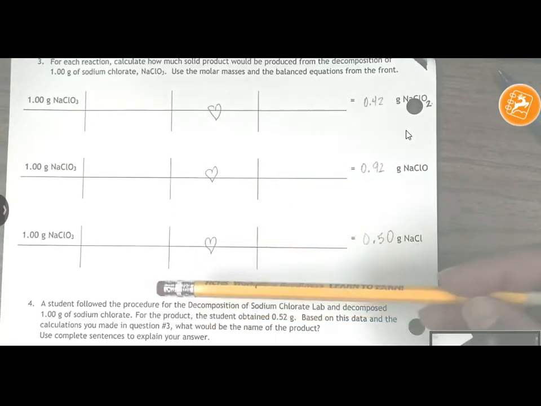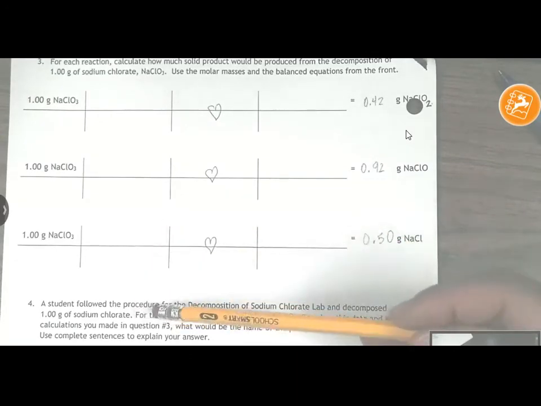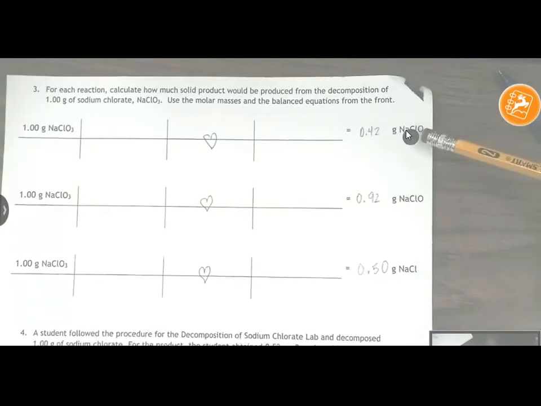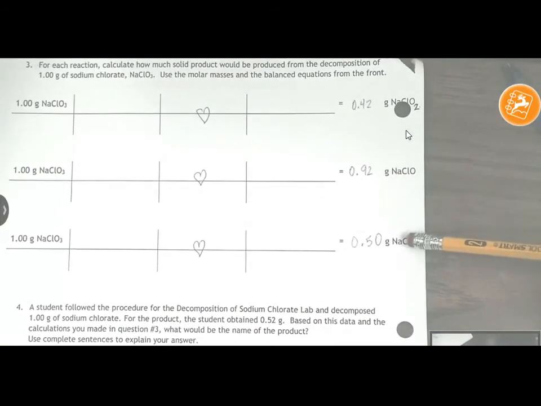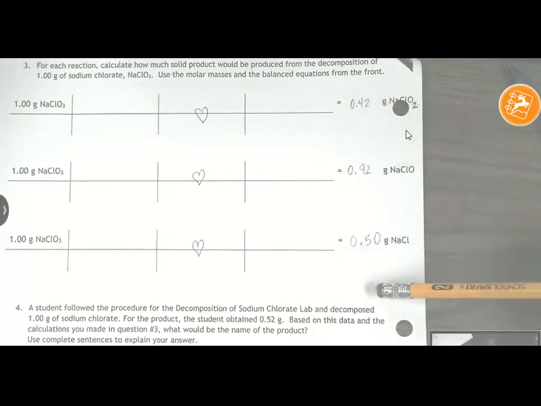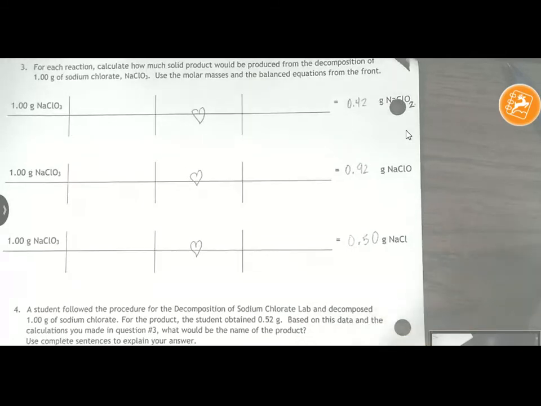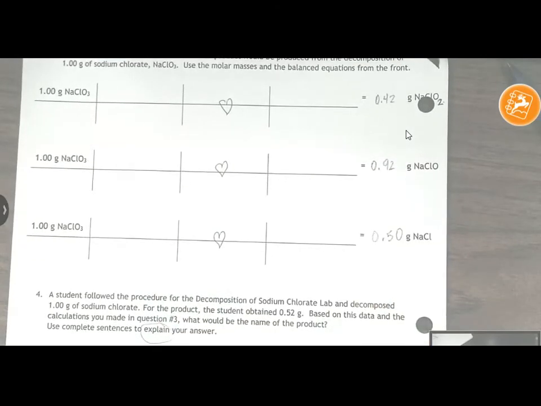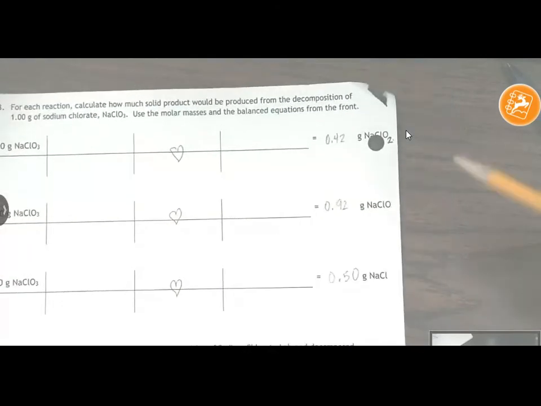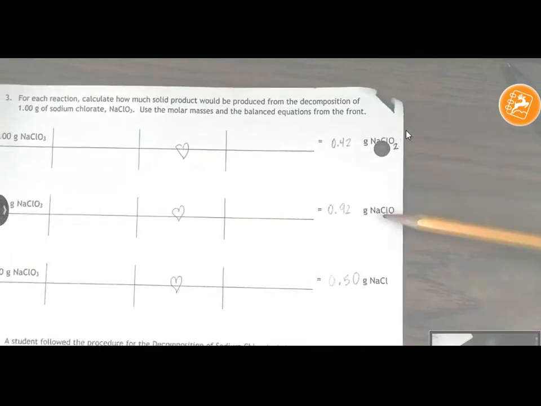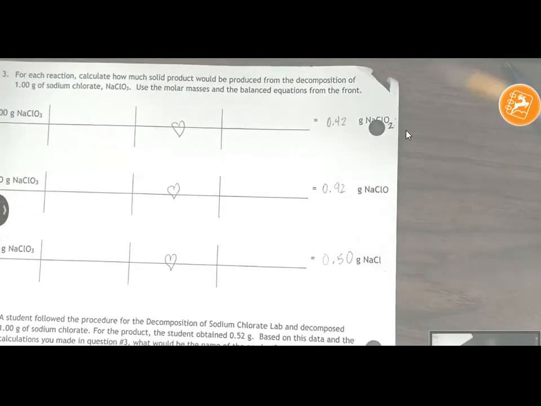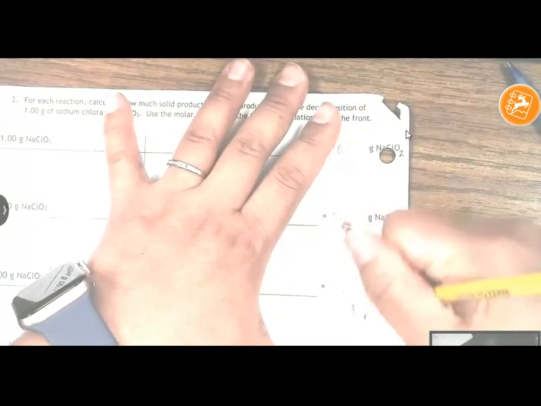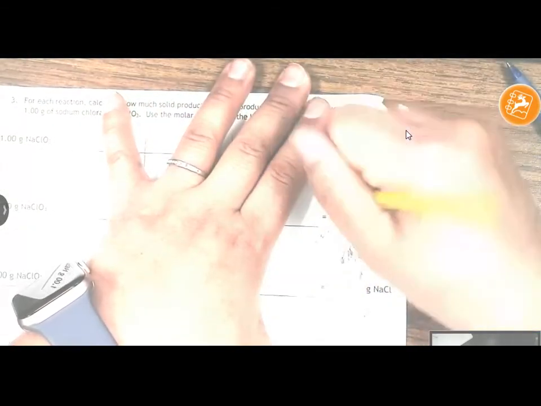For the product, right? So it says here, based on the data and the calculations, what would be the name of the product? Would it be NaClO2, NaClO, or NaCl? And then you have to tell me how you got your answer. So make sure you tell me how you got your answer. That would be the explaining. I'm looking for some specific words to help us know why it's the one that you chose. Your answer should say either NaClO2, NaClO, or NaCl, and why. Once again, these were made up numbers. Don't use this. You're going to use the actual numbers that you get from your calculations.